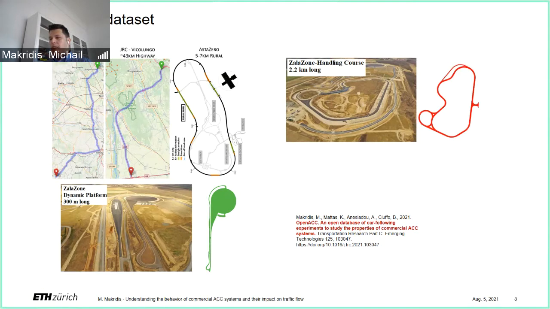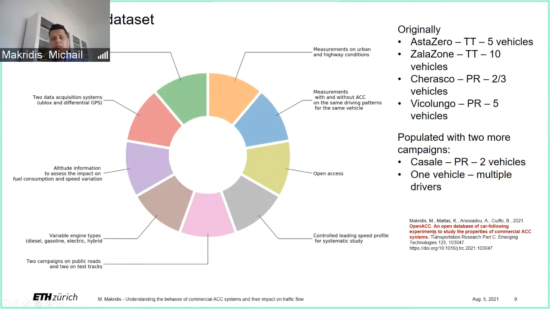So based on this primitive, let's say, evidence, we said, okay, let's start to organize some campaigns more systematically. And we organized these two public road campaigns. Cerasco and Vicolungo are two places near the JRC. So we had platoons of leased vehicles going one after the other on public roads, and we recorded position and speed. Then we did some more systematic tests with platoons in the test track of Asta Zero in Sweden and the test track of Zalazone in Hungary. And these four campaigns are included in this version in this paper. I put the references in boxes here, so you can refer easily to the papers with the corresponding information.